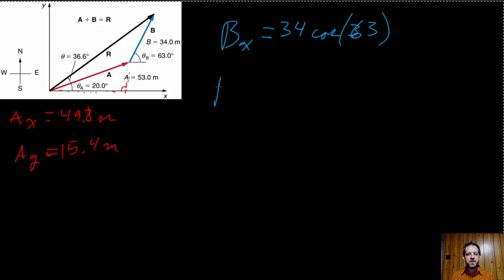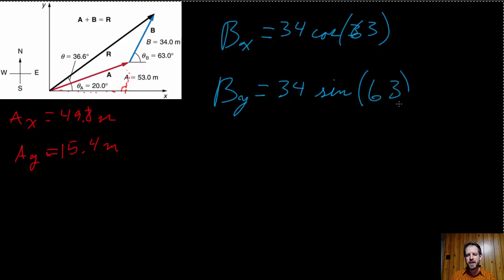And for the B sub Y, it's the same idea, but this time we have the opposite over the hypotenuse. So we're going to use the sine. So it's 34 times the sine of 63. So you stick both of those in the calculator, and then once we get them, we end up with B sub X equals, oh, I read the wrong space on my thing. B sub X is 15 and 4/10 of a meter.